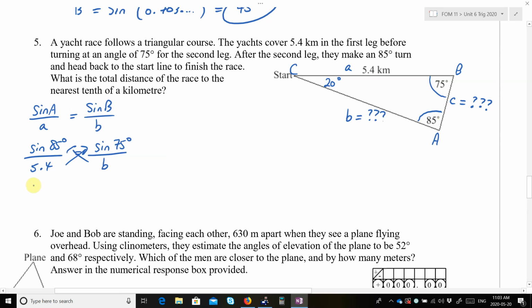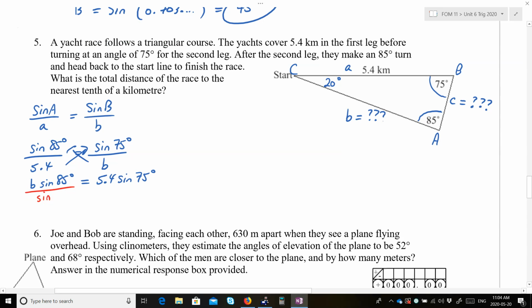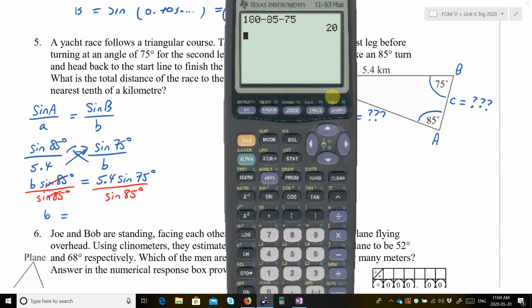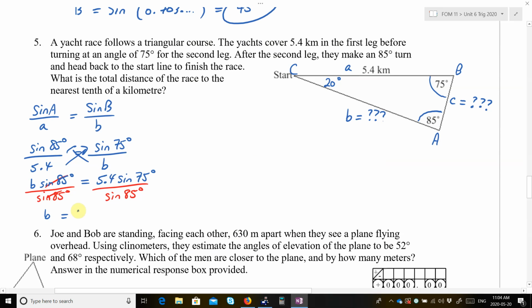Okay, so we could cross multiply it first and go b sine 85 degrees is equal to 5.4 sine 75 degrees, and then divide both sides by sine 85. And so b is equal to 5.4 sine 75 divided by sine 85. Boom. 5.2 kilometers. Okay, and they want us to go to the nearest tenth of a kilometer. Okay, so we found B.